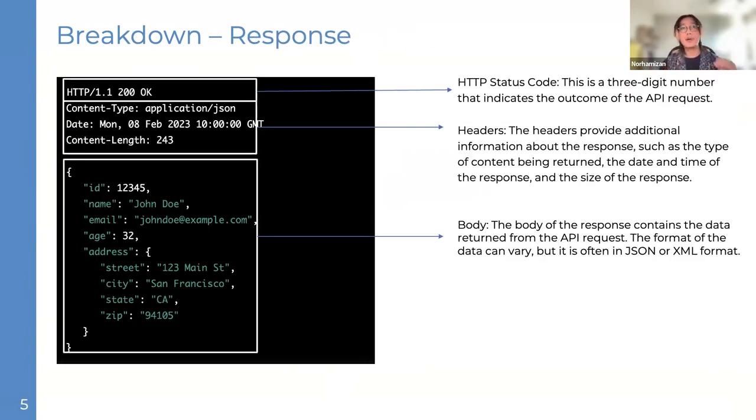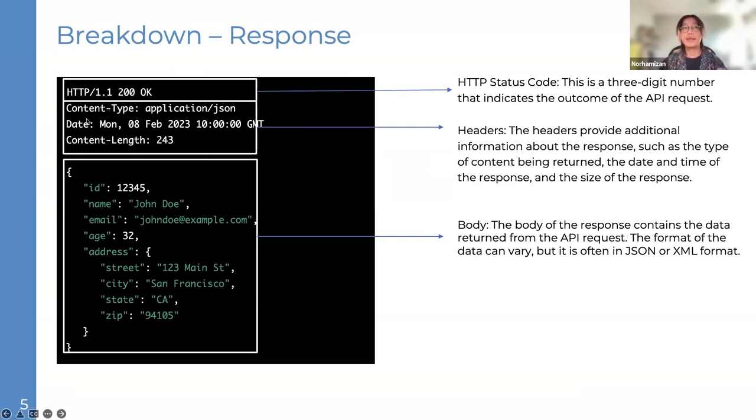So there are three main parts of a response. We have the status here, the header, and then the body of the response. The status would be the 3-digit number that tells you the outcome of the API request. So for example, we have 200 for OK. We have 404 for a resource that is unavailable or missing. And then we have status 500 for any internal server error that blocks those requests.